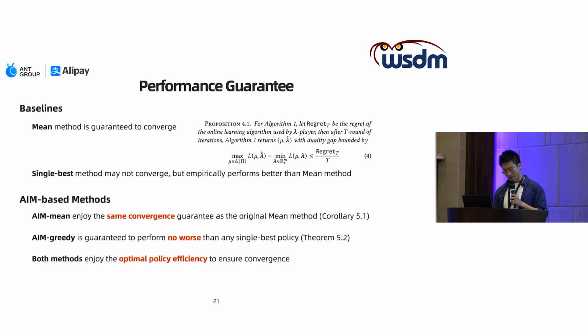Our theoretical analysis shows the same convergence as the mean and AIM mean methods. For the empirically better performing single best method, we show that our proposed AIM greedy always dominates this method, and its performance is no worse than any single best policy. Moreover, concerning the storage problem, that is the policy efficiency, we show that both AIM-based methods enjoy the optimal policy efficiency needed to ensure the convergence.